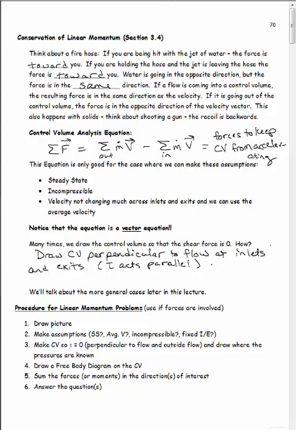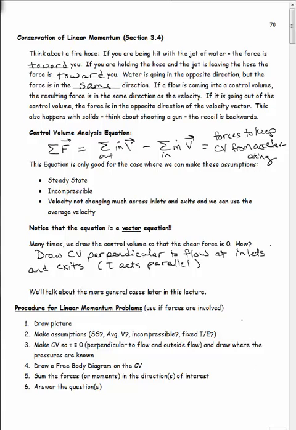Okay, so the idea is, if you have a flat plate or something, don't draw your control volume right along that flat plate where things are flowing, unless you're trying to find shear stress, and that would be different. Okay, so that's a little key there in how you draw your control volume.